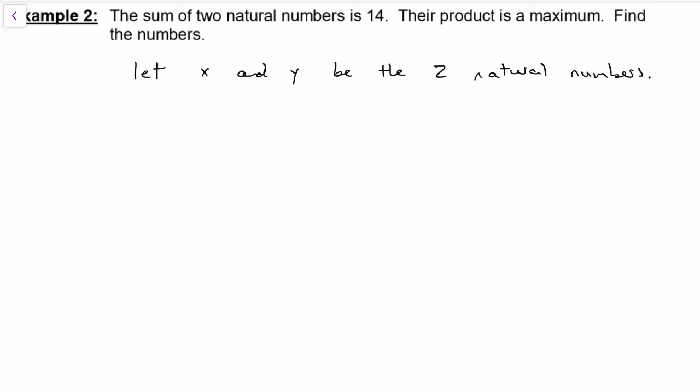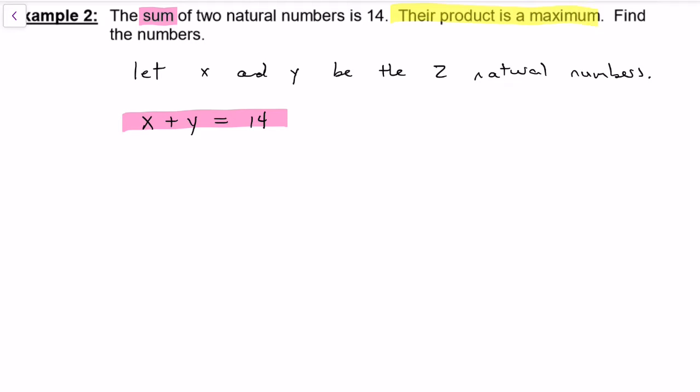Okay, so each sentence then gives us an equation. Just remember, certain words are keywords. When I see the word sum, it means add. So I'm going to add my two numbers, x and y, and they should add to 14. That's my first equation: x plus y equals 14. That's coming from that first sentence.